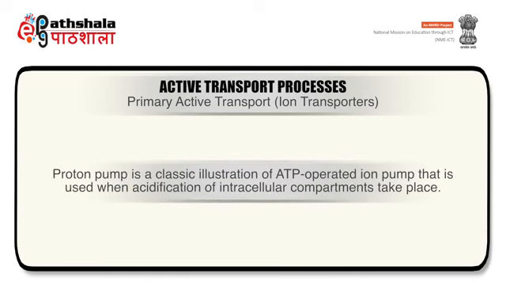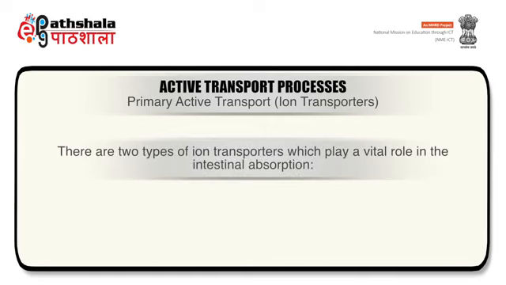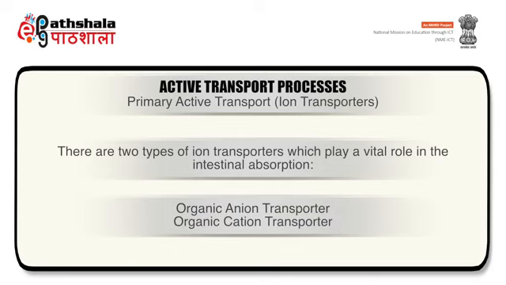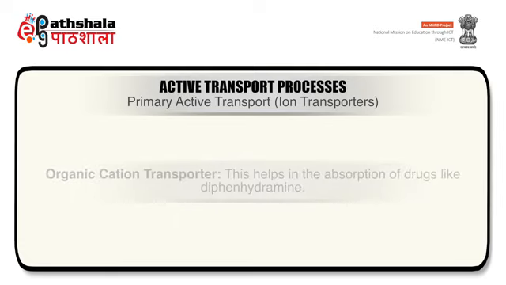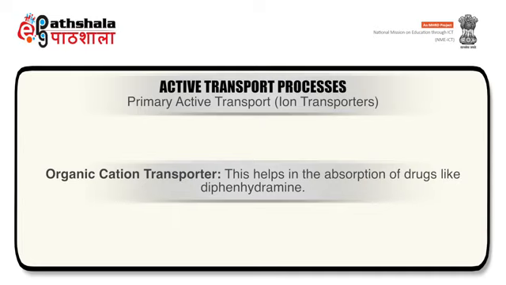Proton pump is a classic illustration of an ATP-operated ion pump that is used when acidification of an intracellular compartment takes place. There are two types of ion transporters which play a vital role in intestinal absorption. First, organic anion transporter, and second, organic cation transporter. Organic anion transporter helps in the absorption of active components like atorvastatin and pravastatin. Organic cation transporter helps in the absorption of drugs like diphenhydramine.